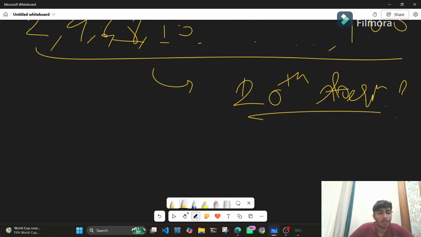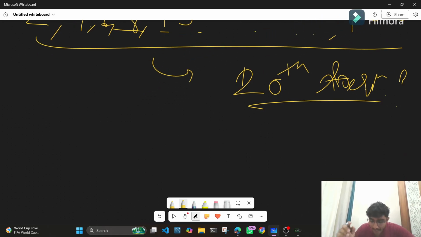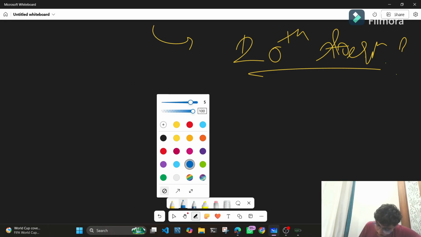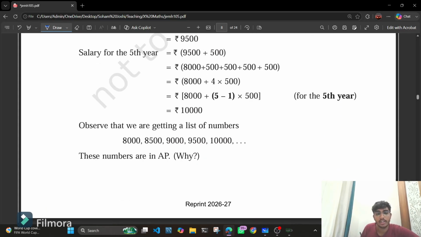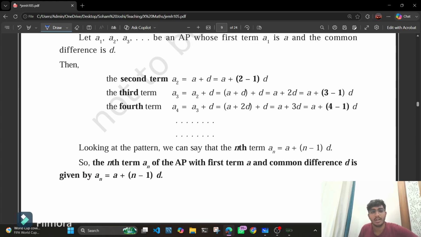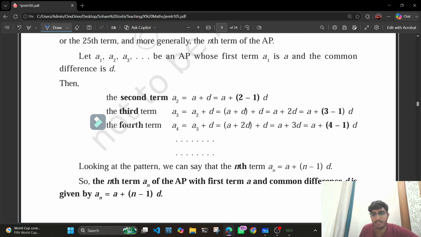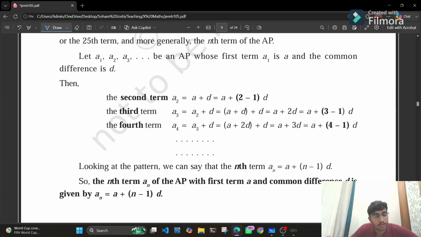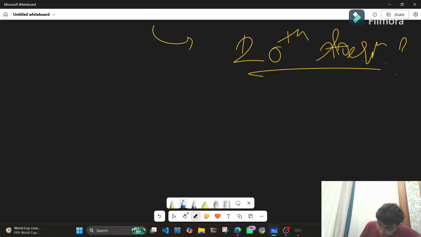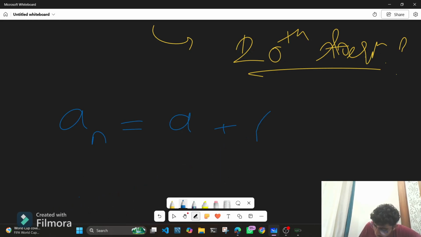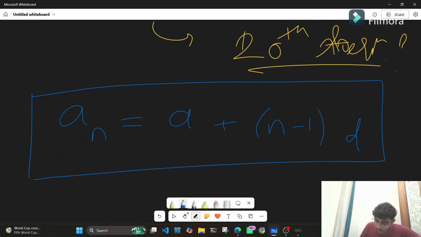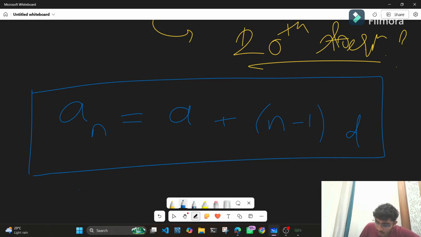So rather we have a formula for the nth term of an AP. I'll not go into the derivation. You can see the derivation in the textbook. That is pretty simple. That is not a problem. So the nth term of an AP is given as a_n is equal to a plus (n minus 1) d. I hope that's clear. So basically the nth term, I can write it as the first term plus n minus 1 times the common difference.